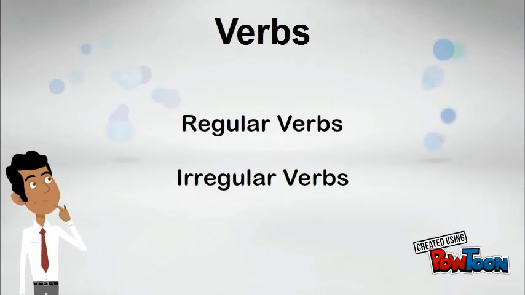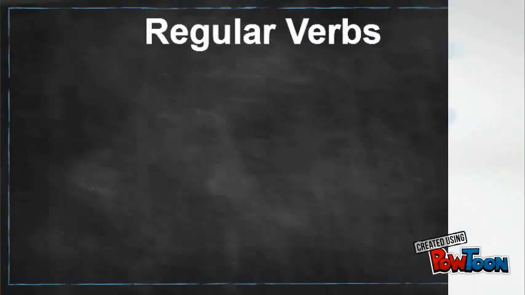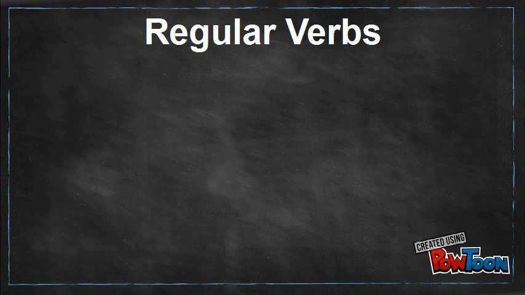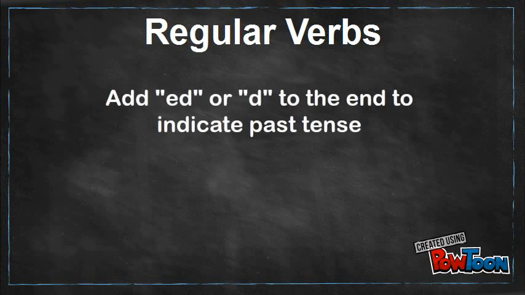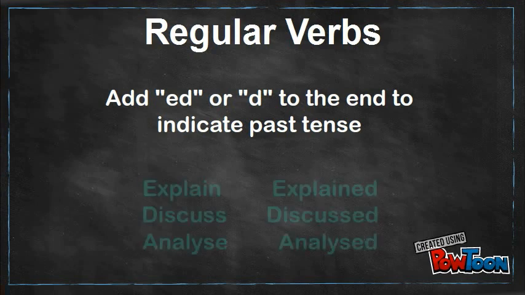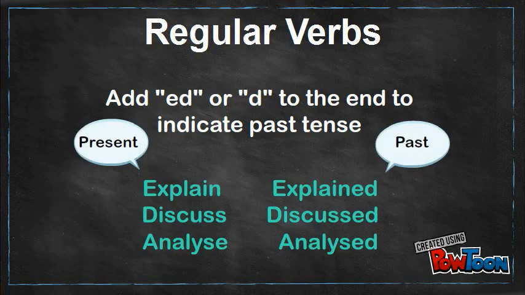Most English verbs are regular verbs. This means we can usually just add the letters ed to the end of the verb to indicate past tense. Some examples of this include explain that becomes explained, discuss that becomes discussed, and analyze that becomes analyzed.